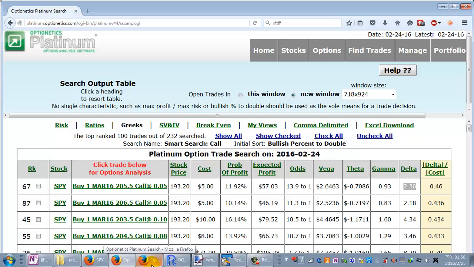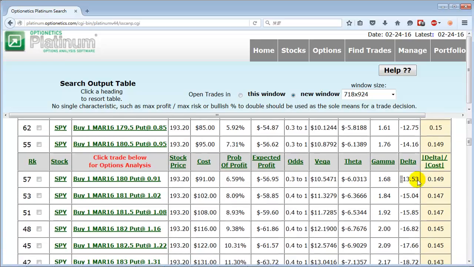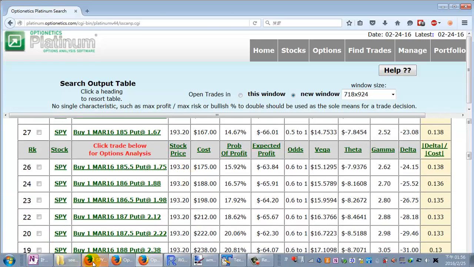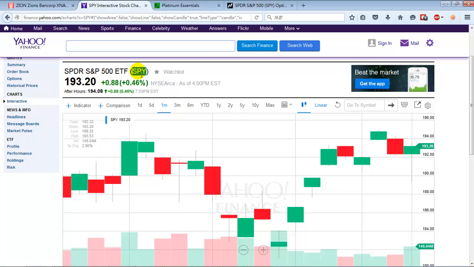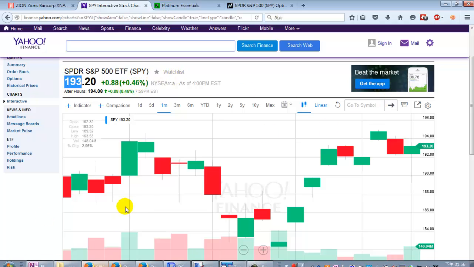And don't forget about synthetic positions. You can always add deltas and figure out a way to make 100 delta with options, and thereby mimic holding 100 shares of the stock, sometimes at an immediate profit instead of a very expensive cost.